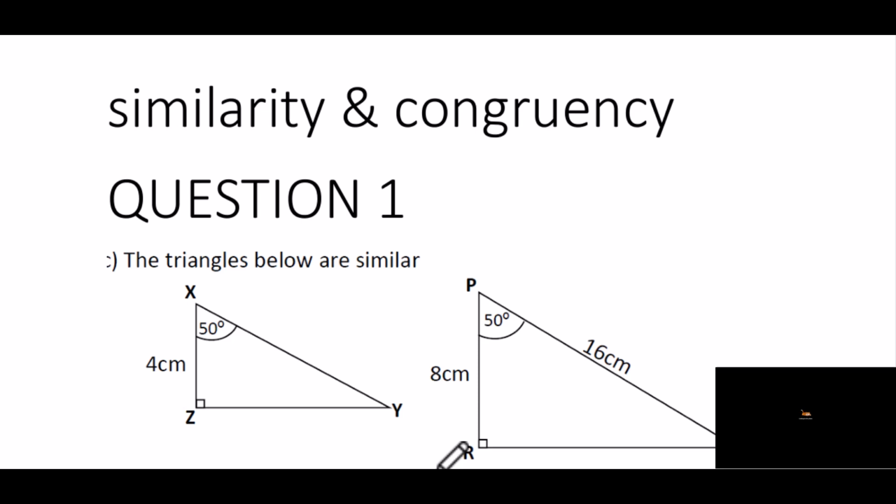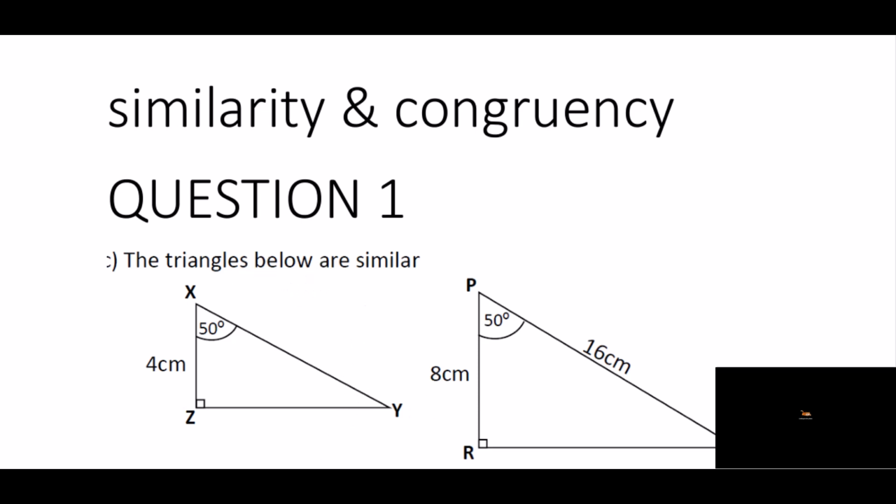So today we are looking at similarity and congruence. Okay, Paper 2 kinds of questions. These are the questions we're dealing with. So today we'll focus on how you are supposed to answer these questions.